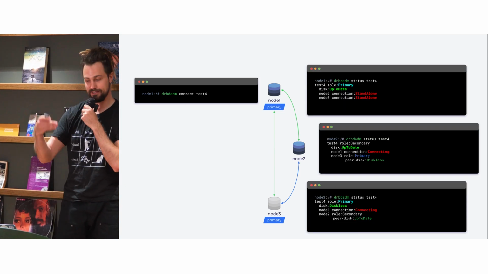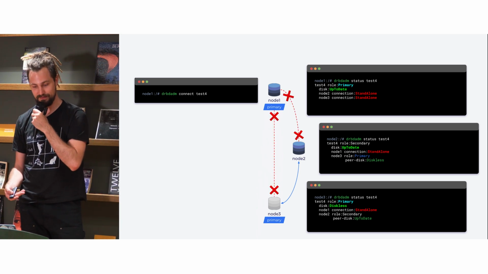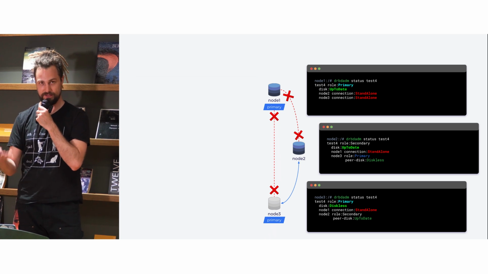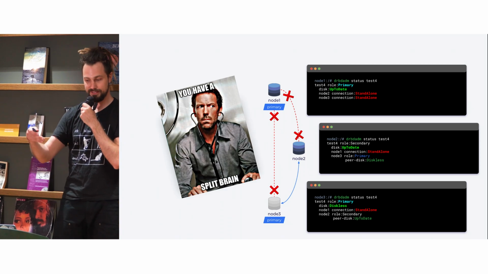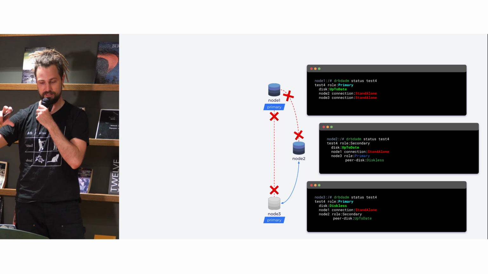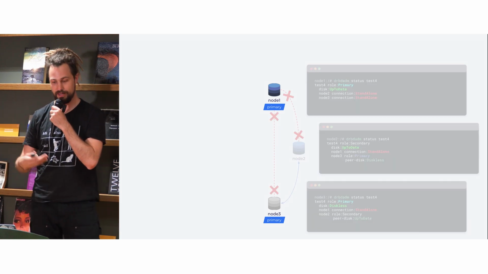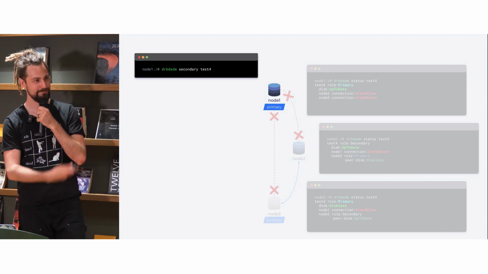We can try to connect this node back to the cluster, and let's see what happens. The nodes here will automatically detect the split brain situation because they have different state when they were opened, and they will start having this standalone state. They will actually refuse the connections to each other. Now you can see that there is a split brain situation. You have a split brain.